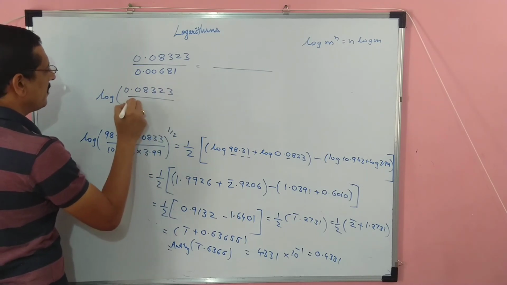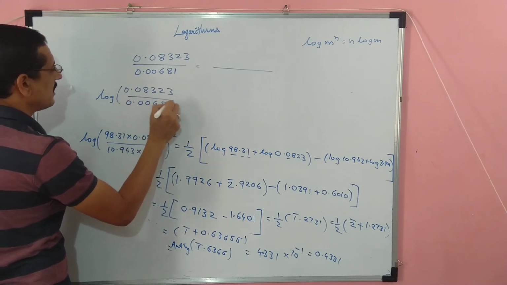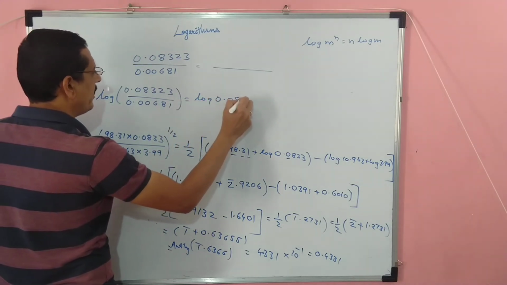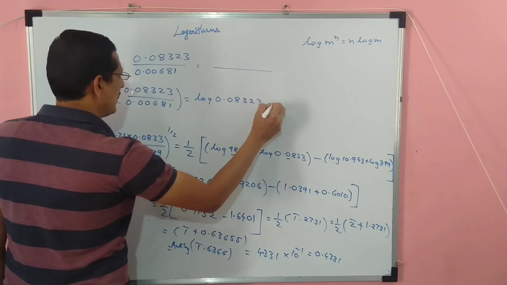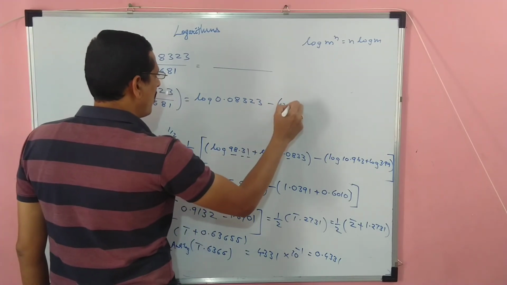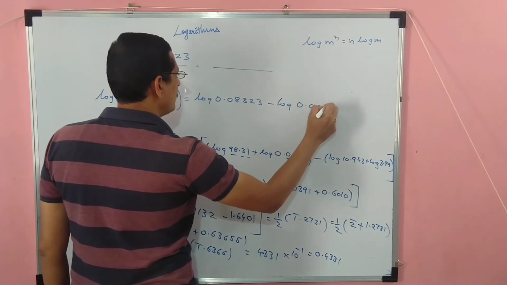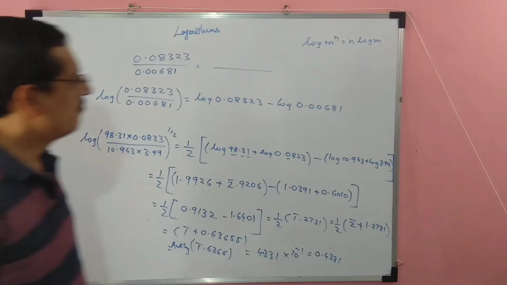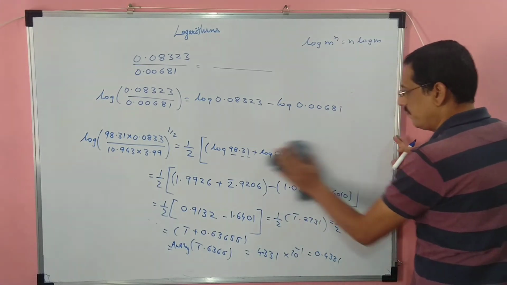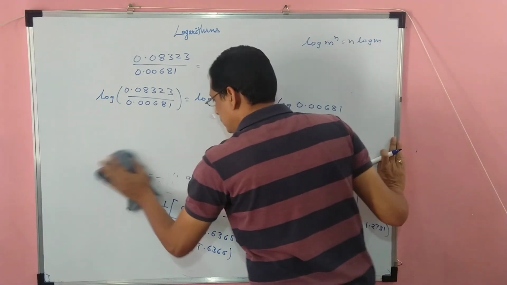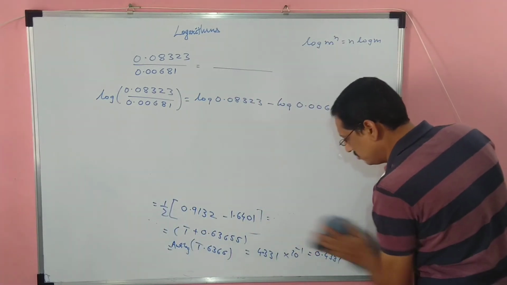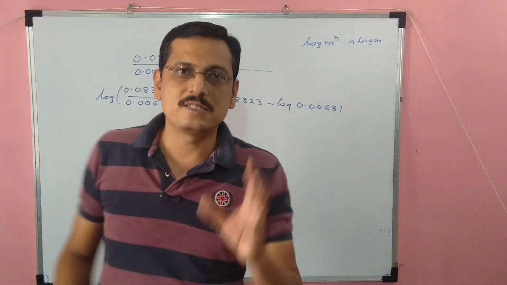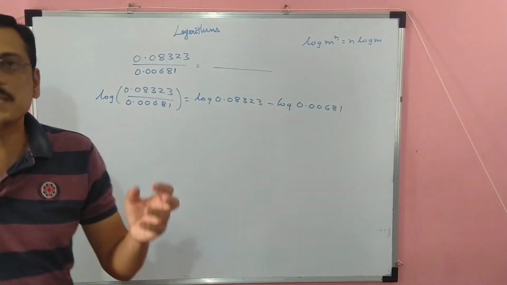0.08323 divided by 0.00681, which is equal to log of 0.08323 minus log of 0.00681. क्योंकि ऐसे केस में many students they found it difficult to solve this type, which is very simple actually. Those who have understood the concept of logarithm, तो वो तो आराम से करेंगे ये sum.